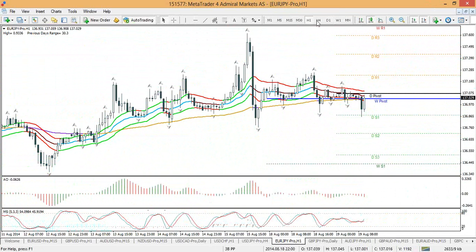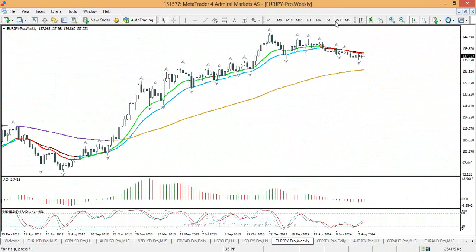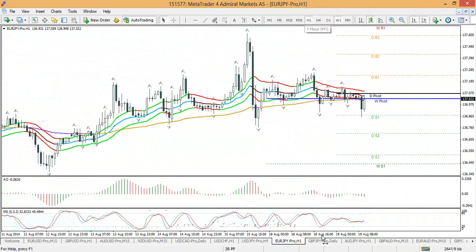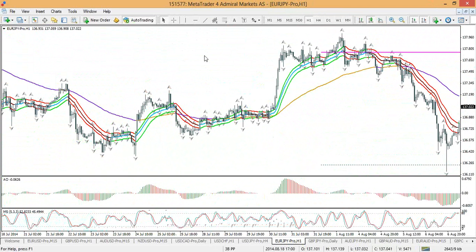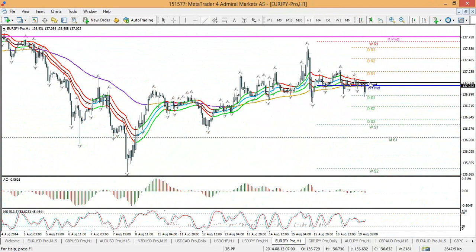Flat on the hourly, flat on the 4-hour, downtrend on the daily. Wick on Friday's candle. Doji on the weekly. Well, no, not looking too appealing. Obviously, if you use trend lines, this could be a break.